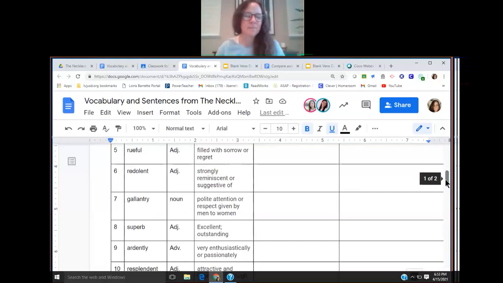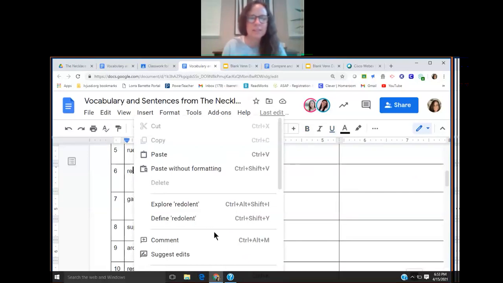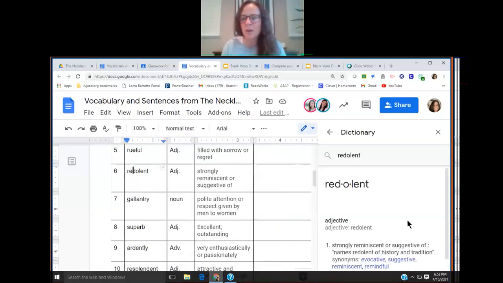Redolent. Not relevant. I hope I'm pronouncing this right. I'm going to look this up. So let's look at the phonetic spelling for redolent, because I might be doing it wrong. Redolent. So that is how it's pronounced.